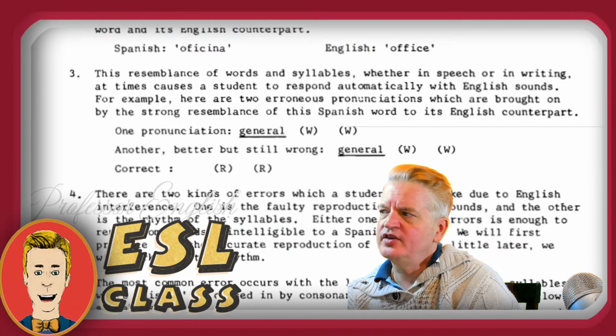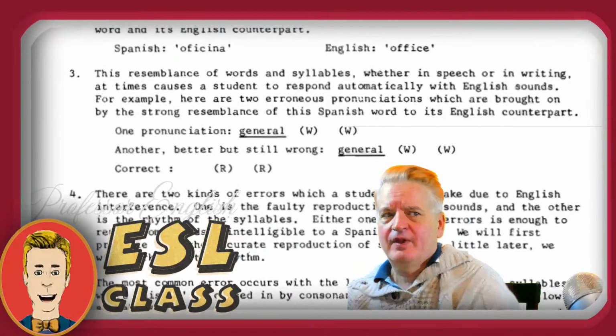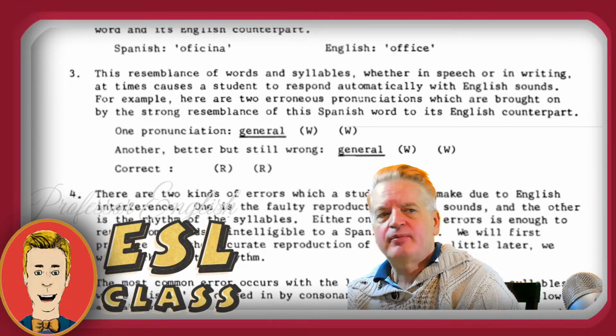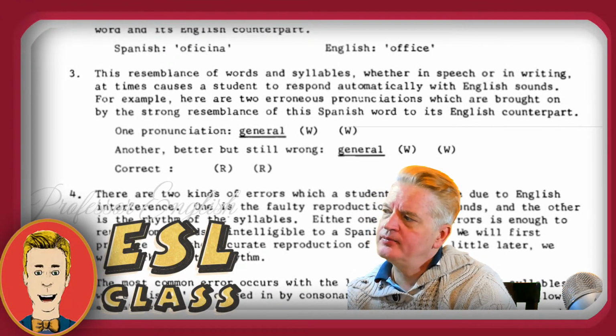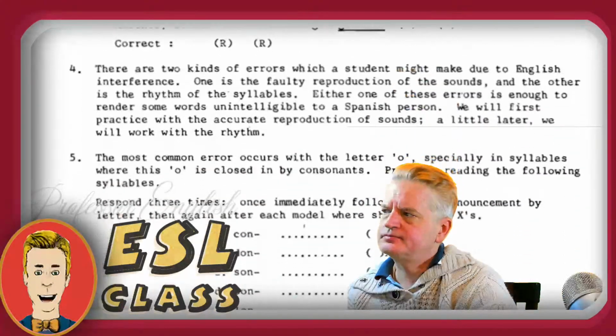General. Oh, so this is general. Okay, General. This is better, but it's still wrong. Number 5. Okay, let's read what number 4 says.